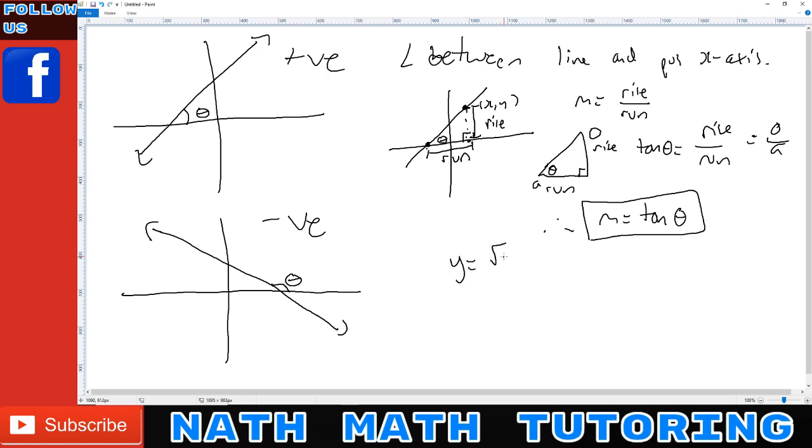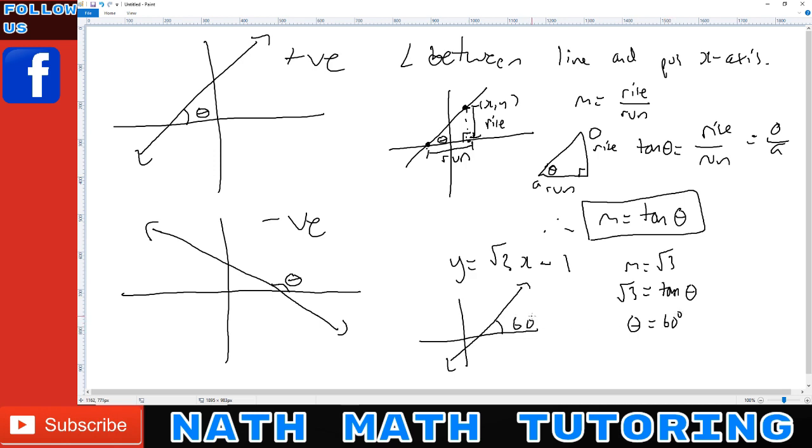Y equals square root 3x minus 1. So the gradient is square root 3. So if you look at the line will look something like this here. So we want this angle here. So then we use the formula, m equals tan theta, so root 3 equals tan theta. Now you can either know if that's an exact value or use your calculator, and that's 60 degrees. So this angle here is 60 degrees.